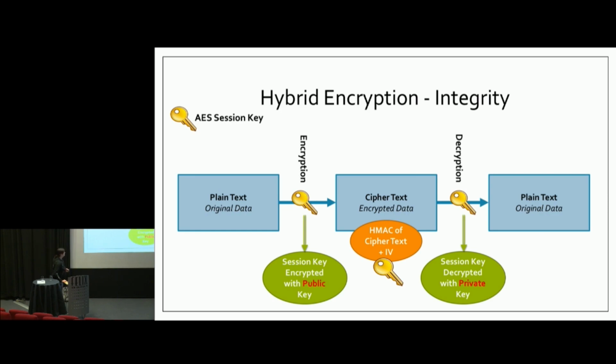So this diagram is virtually identical to what we had before. So we have our session key. We encrypt our data with that session key. We encrypt the session key with the recipient's public key. And then I take a HashMAC of the ciphertext and the initialization vector combined. And because I'm doing a HashMAC, I need to give it a key. So I use the session key, which I still have an unencrypted copy of. So that gets sent over to the recipient.